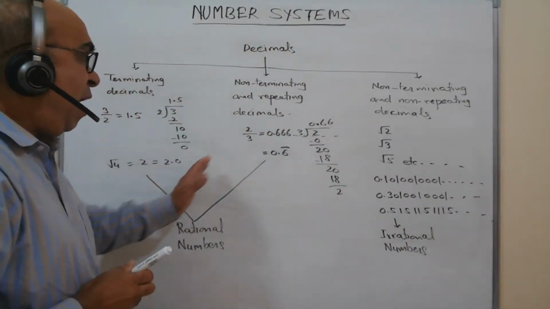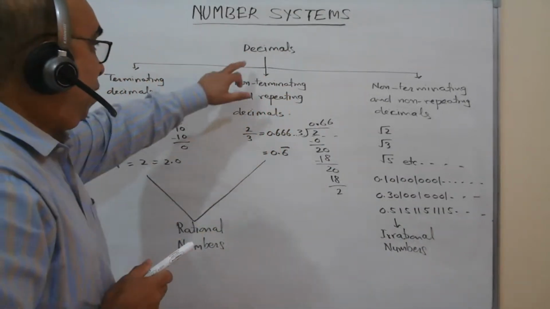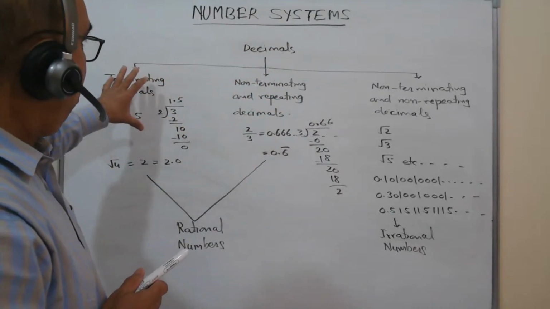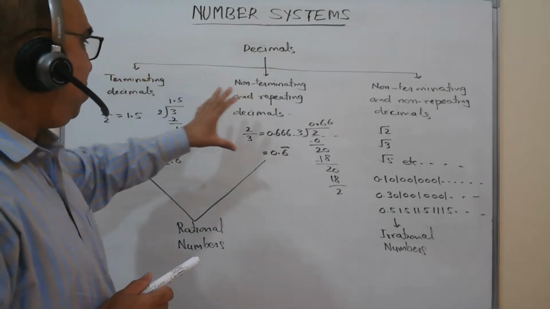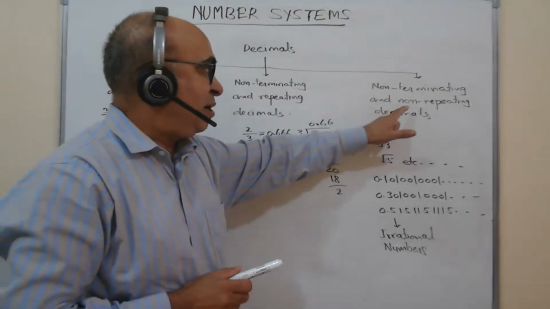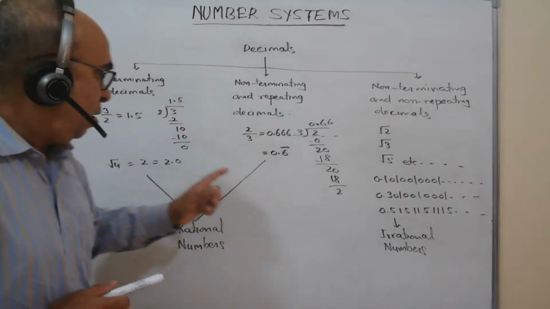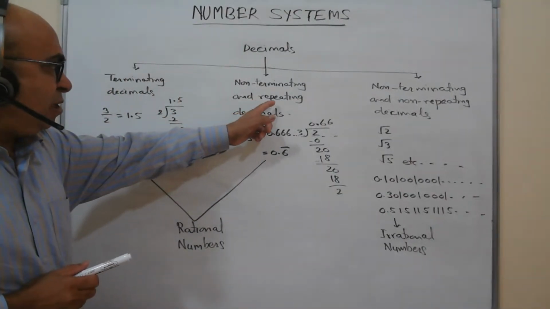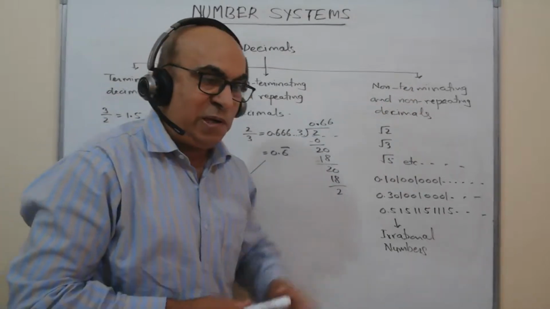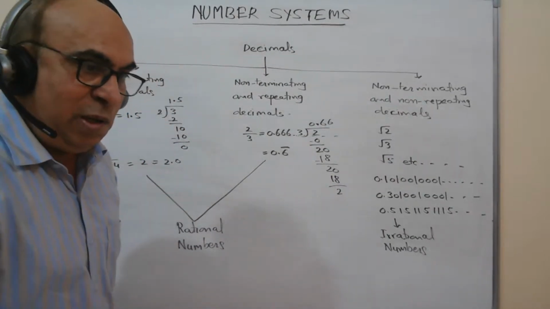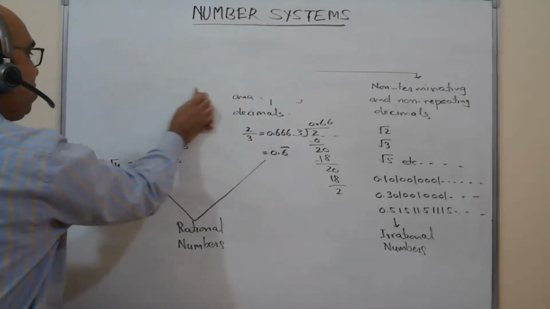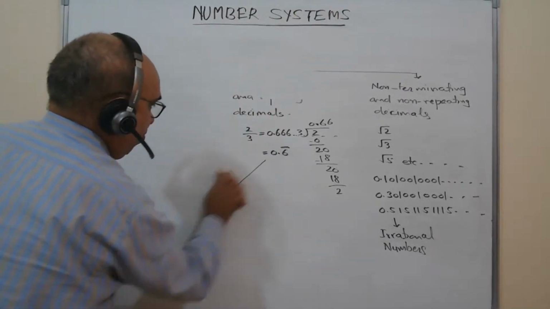So rational numbers and irrational numbers. With the help of decimals, we classified decimals into three parts: terminating decimal, non-terminating and repeating decimal, and non-terminating and non-repeating decimal. Terminating and non-terminating repeating are rational numbers, and non-terminating non-repeating decimals are irrational numbers. So this is about the concept, and now we will do exercise 1.1.